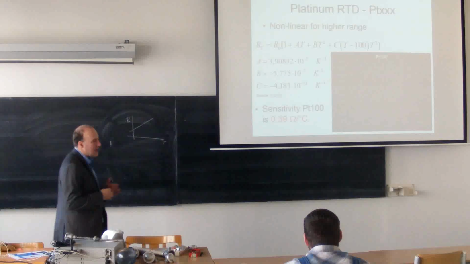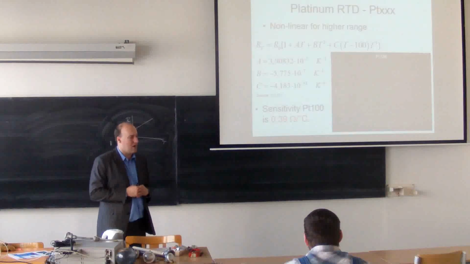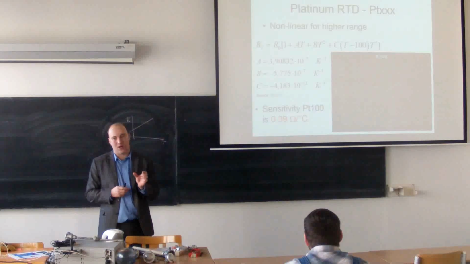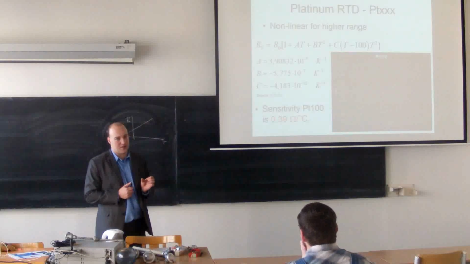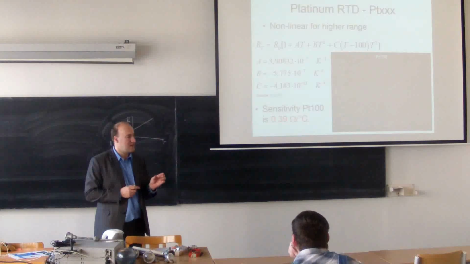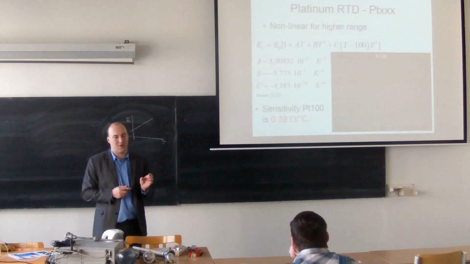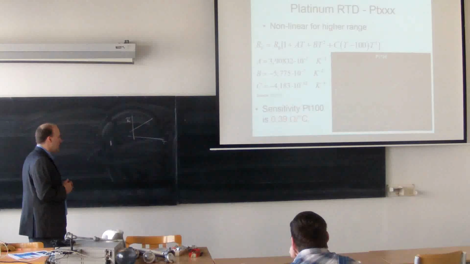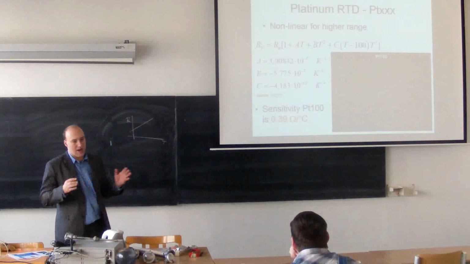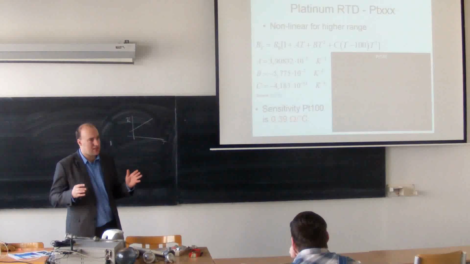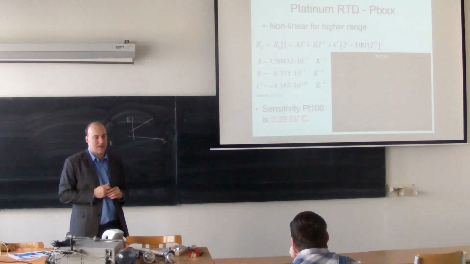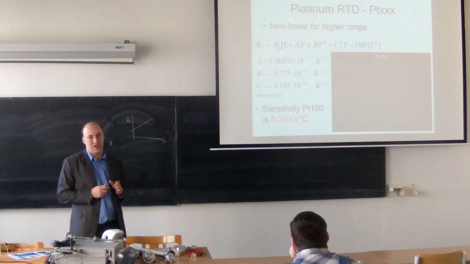How is it with linearity? Well, in smaller ranges, we can say that the PT100 is a linear sensor. If you use the sensor from 0 to 100 centigrades, it is more or less linear. But the PT100 can easily be used up to 600 or 800 centigrades, and then it's non-linear.